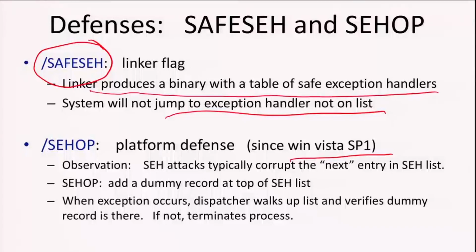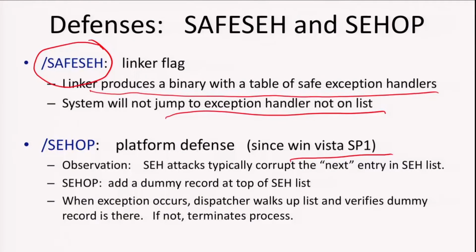You use the next pointer to go from one exception handler to the next until you find the one that you want to use. So in this system, from Windows Vista Service Pack 1 onwards, you actually first walk the entire exception record list and see whether the last dummy one that you know is found. The reason is that most of the structured exception based attacks would do a buffer overflow to rewrite the next pointer at some point in this list.